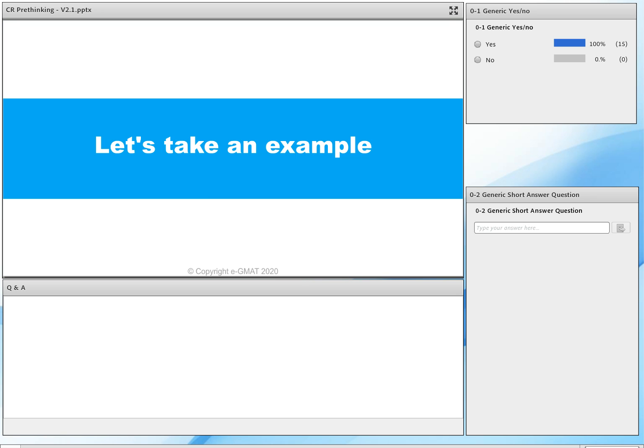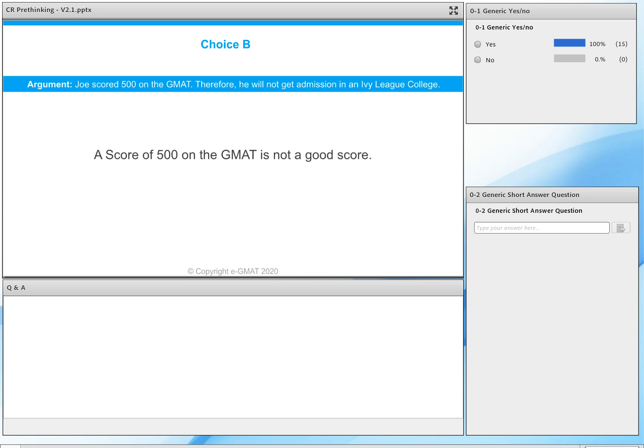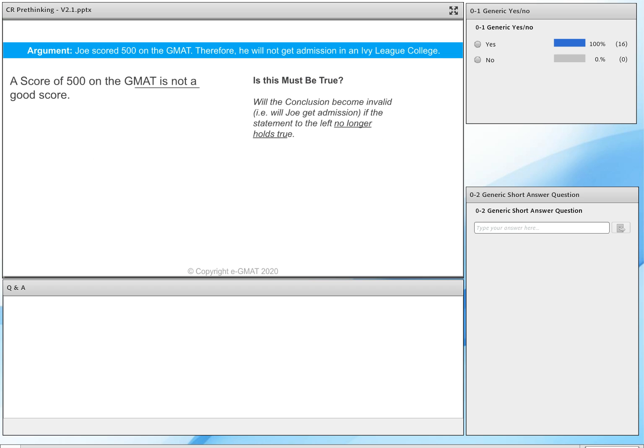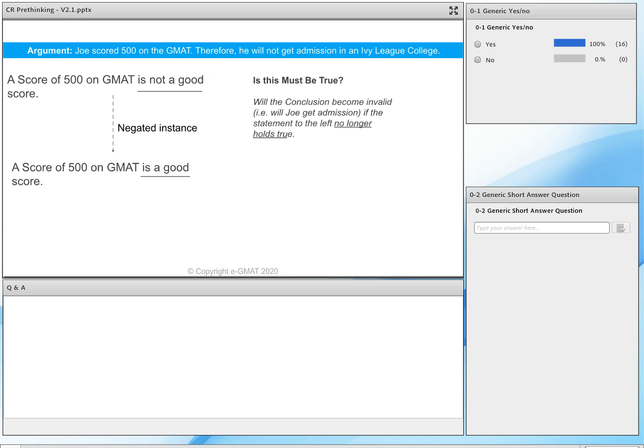Okay, so let's look at that with an example as well. A score of 500 on the GMAT is not a good score. We want to really understand, is that a must be true statement? And to do that, let's follow the same process. So we ask ourselves, is this must be true? So we figure out what its negated instance is. If you say this is not must be true, then what you're saying is that this possibility exists, that a score of 500 on the GMAT now is considered a good score. Okay, so what happens if a score of 500 is considered a good score?